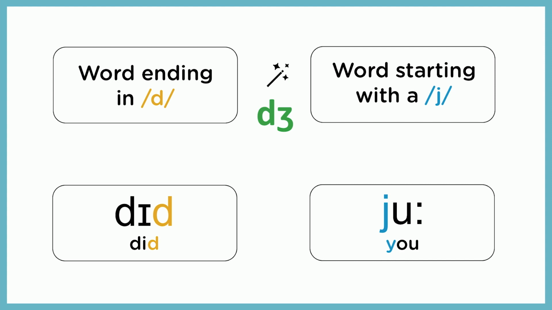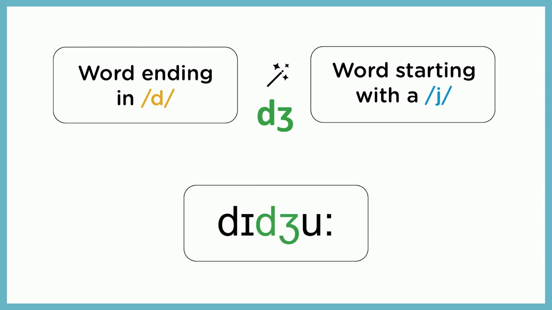All right, next rule. When the first word ends in D, the second again starts with Y, like did you. This time we change it to J, which we can see here in green. This is the J sound, like in the word jam. So combined it becomes did you.